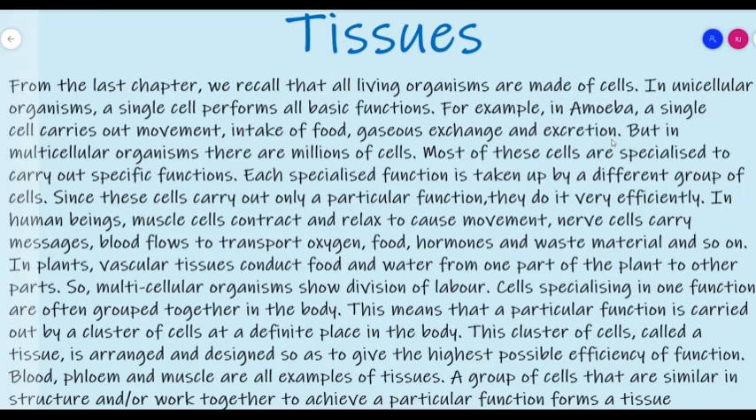But what about multicellular organisms, where there are millions and trillions of cells? So, let's study about that. In multicellular organisms, there are millions of cells. Most of these cells are specialized to carry out specific functions. We studied that in a cell, there were cell organelles that were specialized to perform certain functions. For example, the endoplasmic reticulum performs transportation of food and other materials, and Golgi bodies are for packaging.